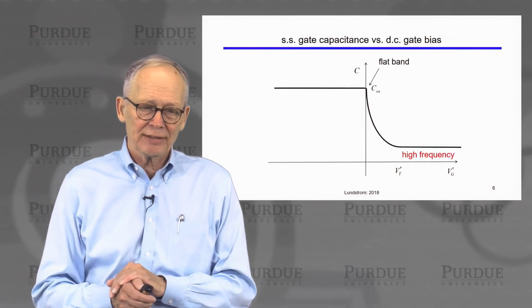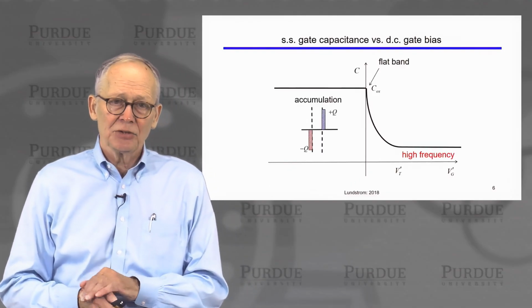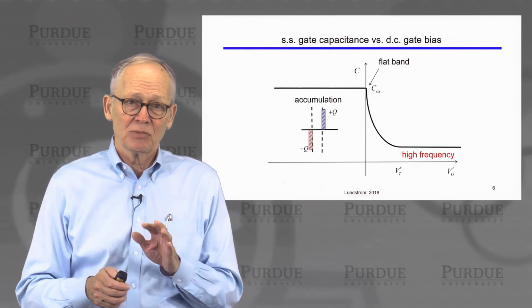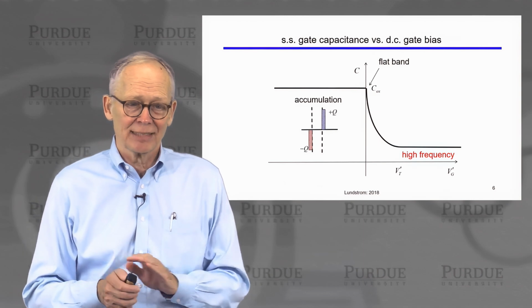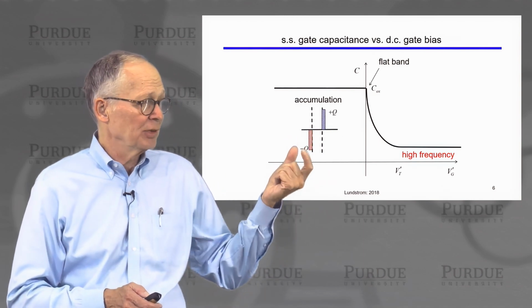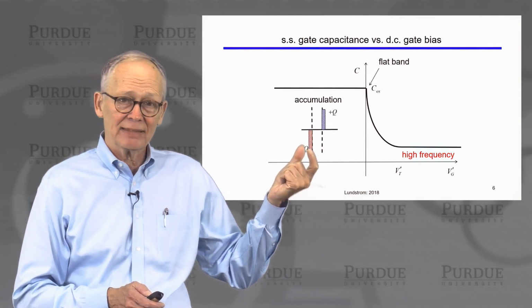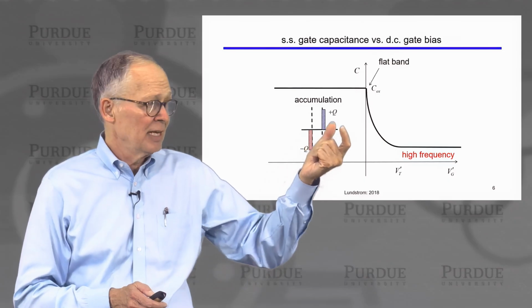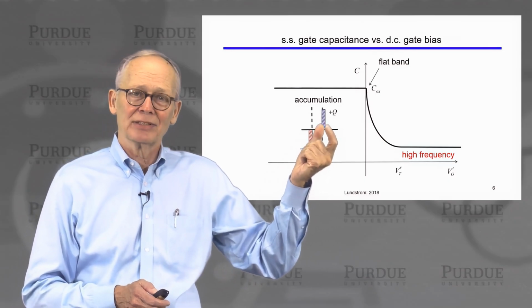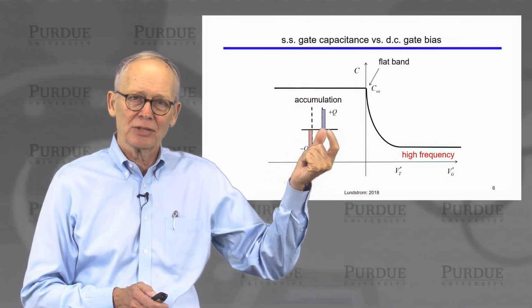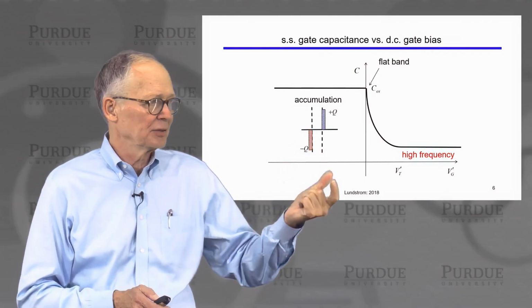Okay, so how do we understand this? We can understand this in terms of what's happening to the charges inside the semiconductor. As I mentioned, in accumulation, we have a metallic plate that has a sheet charge on its surface, but we also have a semiconductor that is accumulated, so the accumulated hole charge is piling up right at the interface.